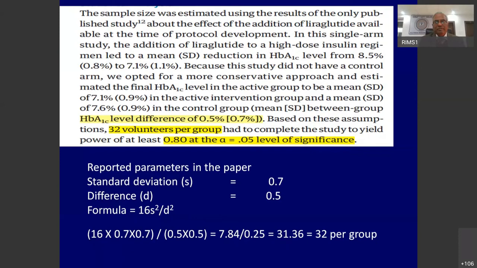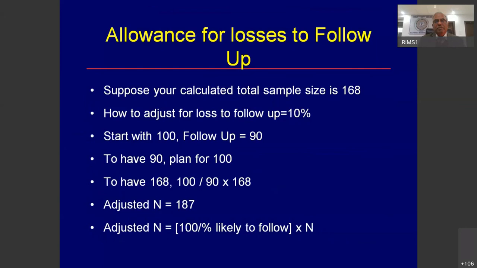Right. Now, some studies will adjust for loss to follow-up. Suppose you calculated a total sample size of 168 and you estimate that your loss to follow-up will be 10%, which means if you start with 100, you will get follow-up of 90. So your data will be complete for 90. To have 90, you have to plan for 100. So to have 1, you have to plan for 100 by 90. And to have 168, you have to plan for 100 by 90 into 168. So it comes to 187. This is how you adjust for losses to follow up.